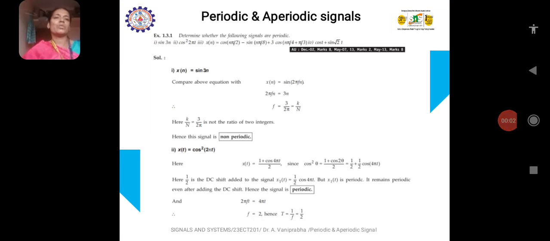Good evening, students. Continuing the previous lecture series on classification of signals and systems, here we are going to discuss periodic and non-periodic or aperiodic signals. We have understood the mathematical equation to decide whether the given signal is periodic or not, that is x(t) = x(t + T), where the capital T represents the fundamental time period.